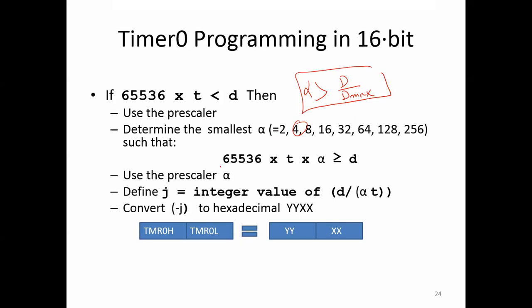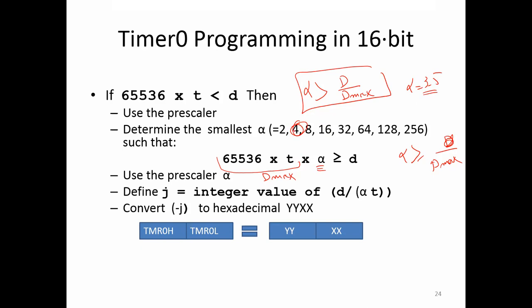Okay, so here we have the delay max, multiplied by alpha is greater than or equal to our delay. So alpha should be greater than or equal to our delay divided by delay max. In the previous example, our alpha is 3.5. The smallest value that is greater than 3.5 is 4. So I have to select alpha equals 4.